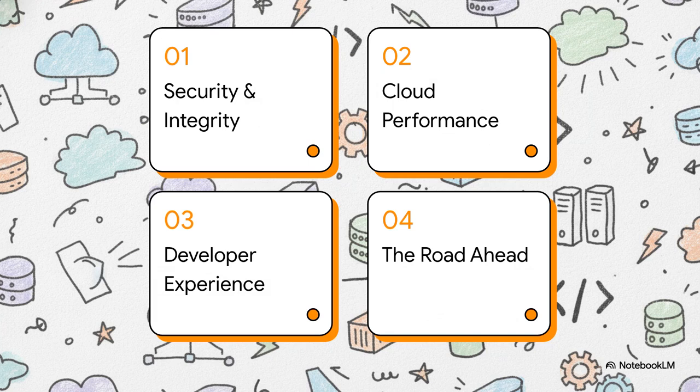To make all of this super easy to digest, we've organized the key features into 3 core thematic buckets to show how they impact the software development lifecycle. First, security and code integrity. Then, cloud-native performance boosts. Third, better developer experience. And finally, we'll wrap up with a look at the road ahead.